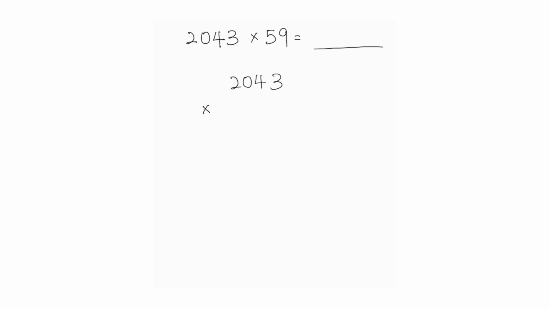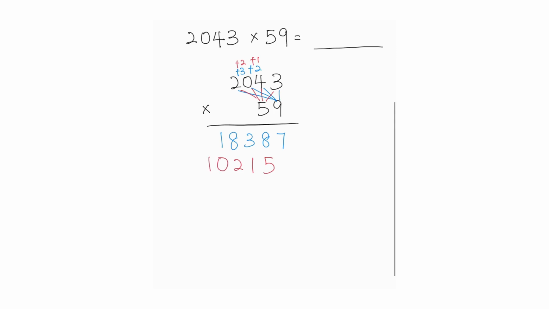$2,043 times 59. 3 times 9 is 27. 4 times 9 is 36, plus 2 is 38. 0 times 9 is 0, plus 3 is 3. 2 times 9 is 18. 3 times 5 is 15. 4 times 5 is 20, plus 1 is 21. 0 times 5 is 0, plus 2 is 2. 2 times 5 is 10.